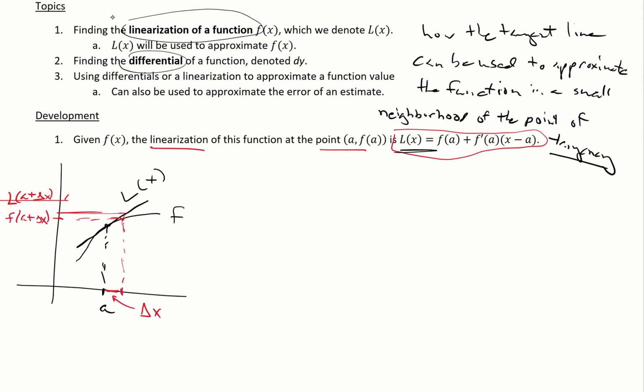Okay. So we have different values. I'm going to draw this in as best I can. This is f of a. So the linearization is the tangent line itself at a.